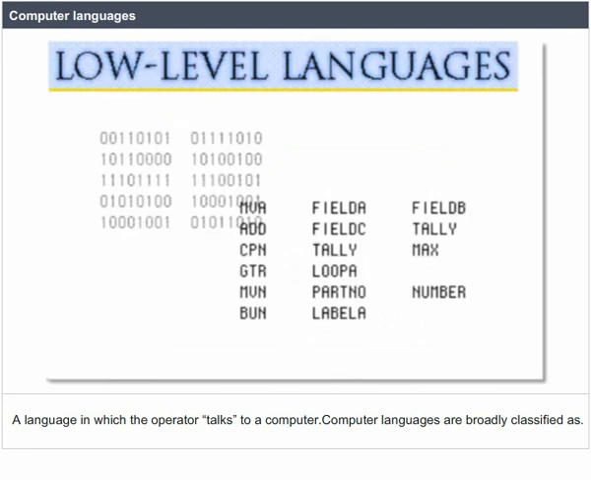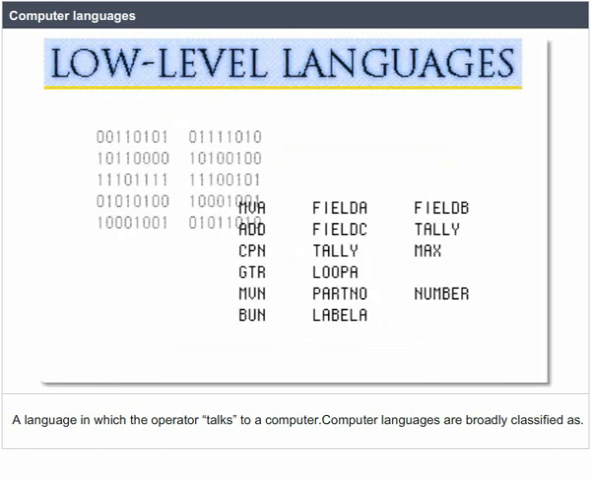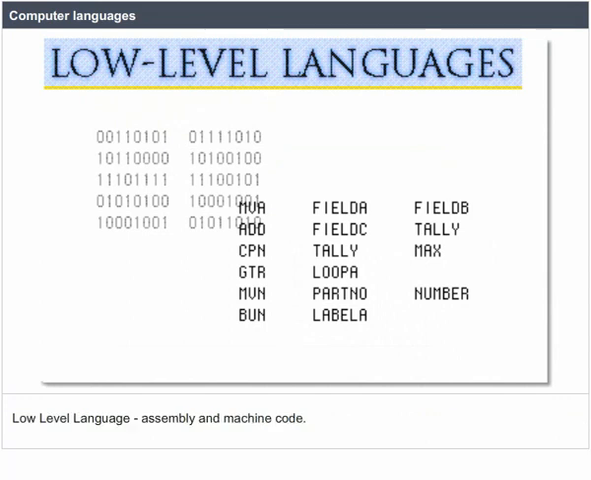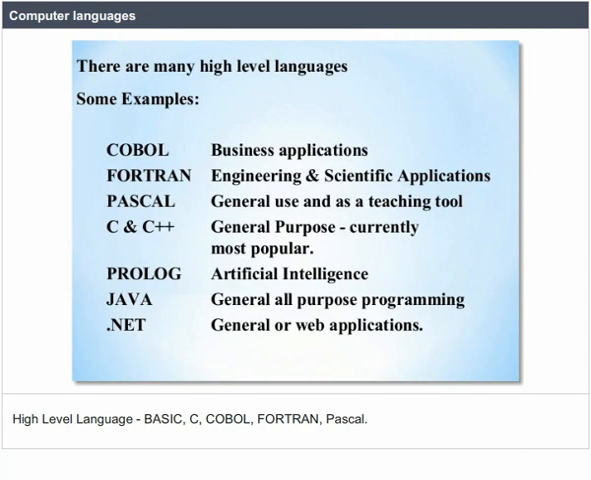Computer languages. A language in which the operator talks to a computer. Computer languages are broadly classified as low-level language, that is, assembly language and machine code, and high-level language, BASIC, C, COBOL, Fortran, Pascal, etc.